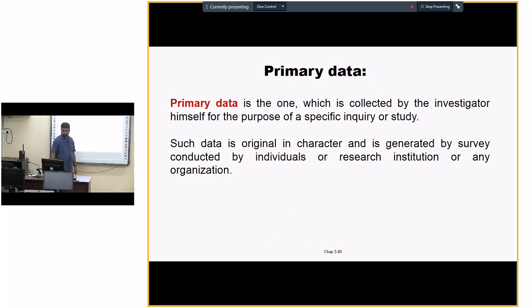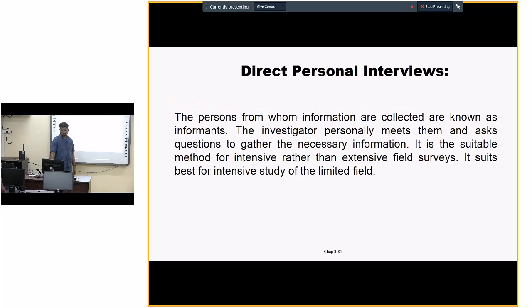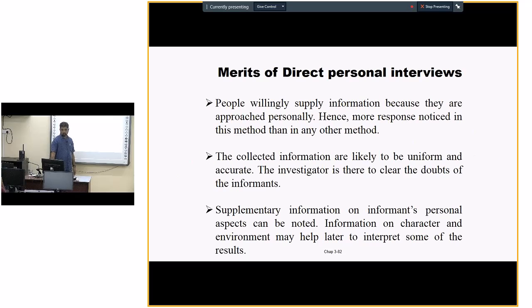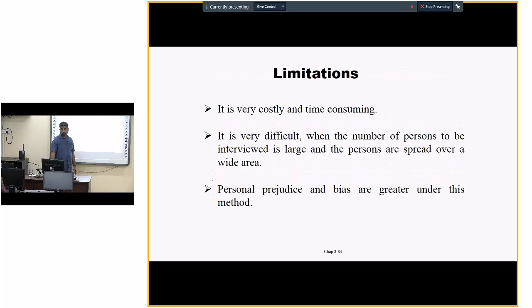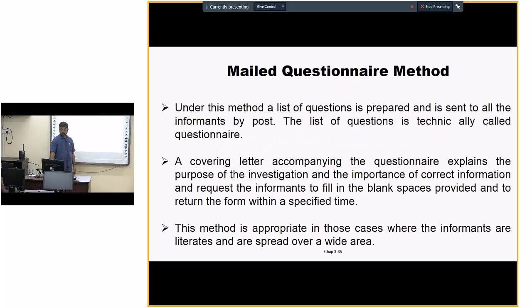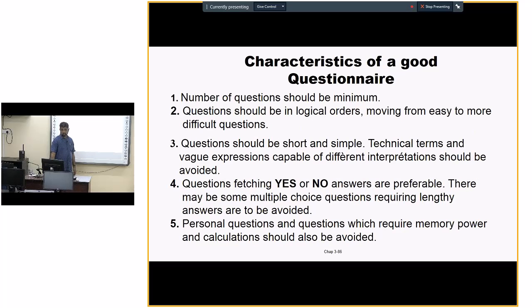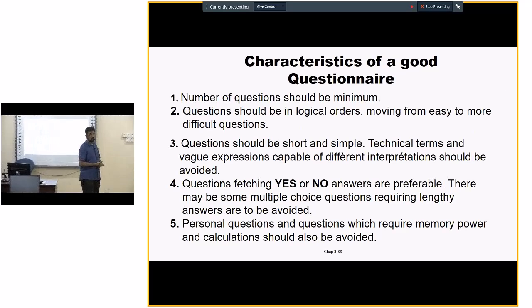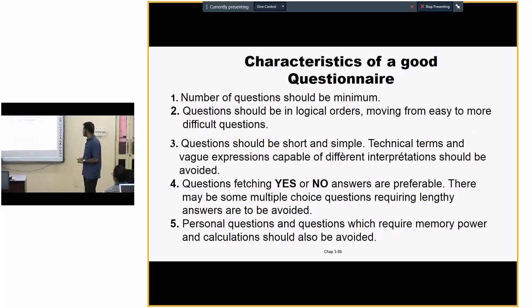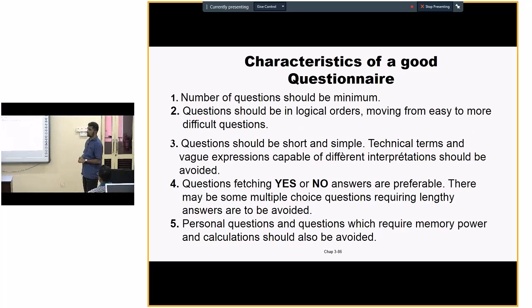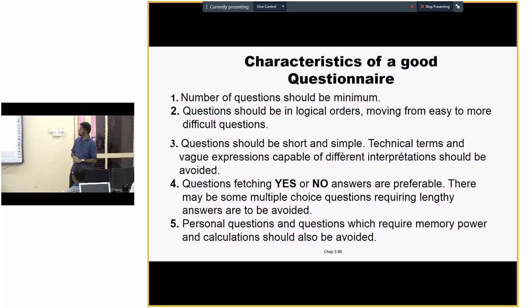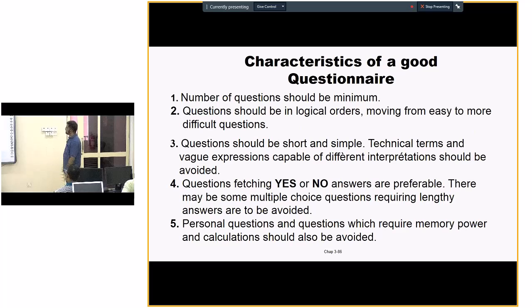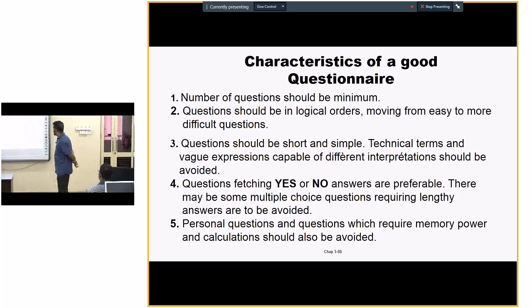Then this is regarding primary data and secondary data. You can refer to these details. I am not going to discuss them one by one. There are limitations and there are merits and demerits, all given. Now, this is very important for primary data collection. What are the important criteria that should be maintained by the researcher? When we are designing a questionnaire, we have to consider this type of important matters.